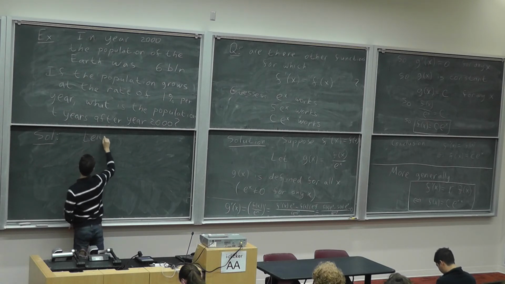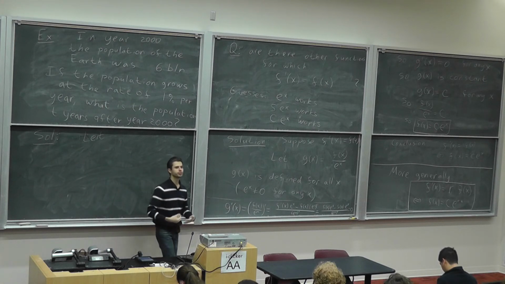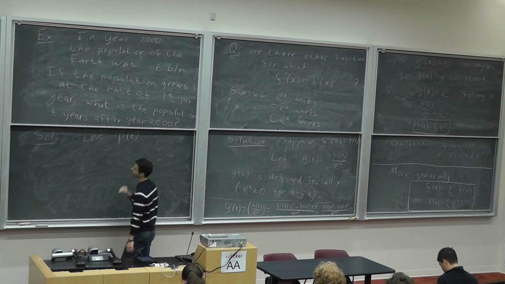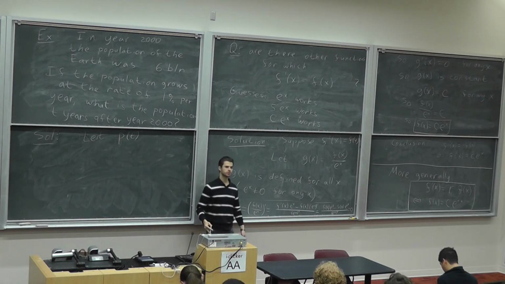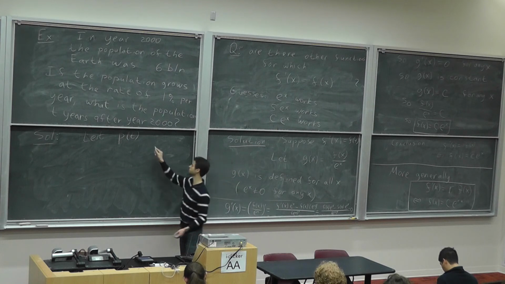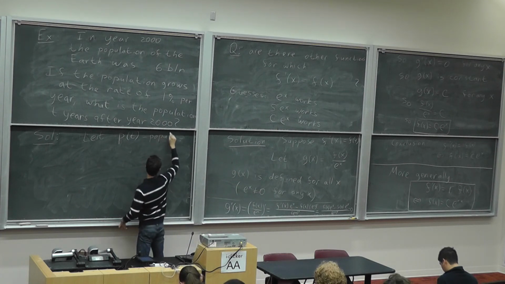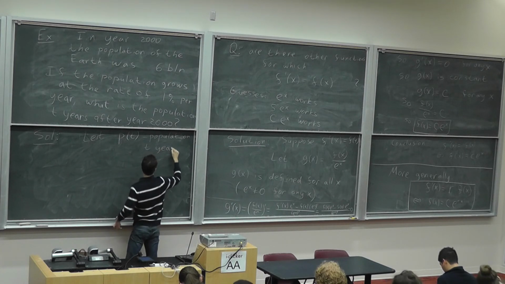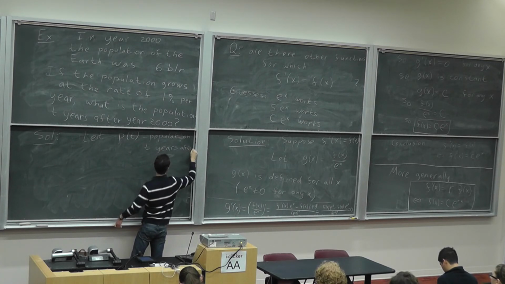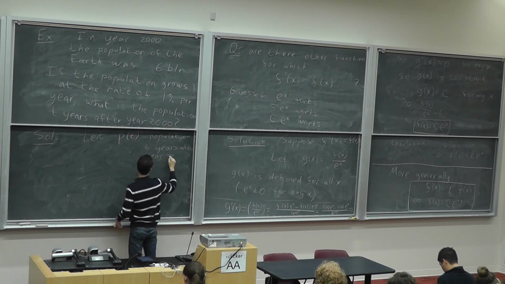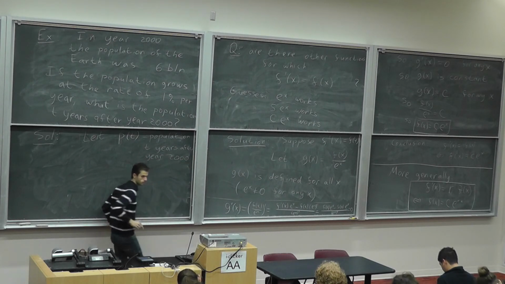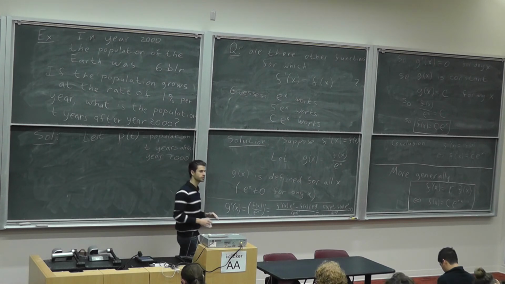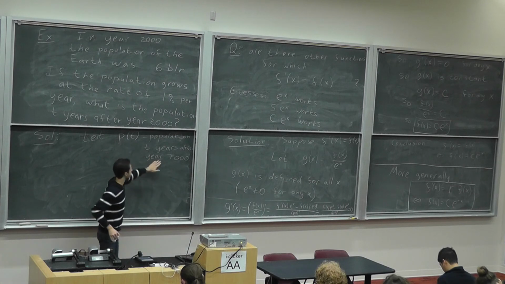So first of all, we'll give a name to the quantity which I am interested in. Let's say P of t, so population at time t will be the population t years after the year 2000. So that's the quantity that we are interested in. What is the population t years after the year 2000?